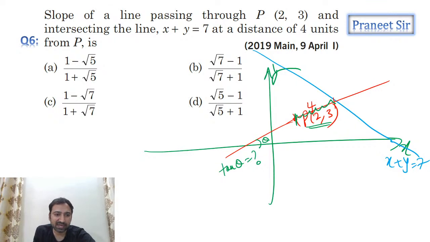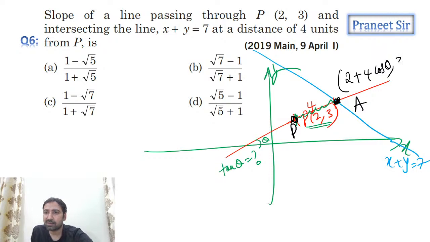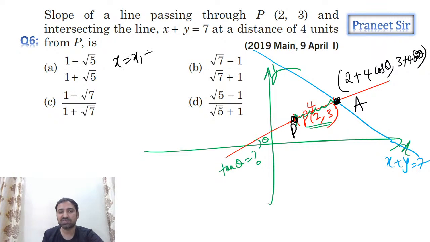So we can take this particular point. Let's say this is a point P and let's say this is a point A. If I want to calculate this point A, I can write this point as 2 plus 4 cos theta, comma, 3 plus 4 sin theta, because the parametric equations of a straight line are x equals x1 plus r cos theta and y equals y1 plus r sin theta.